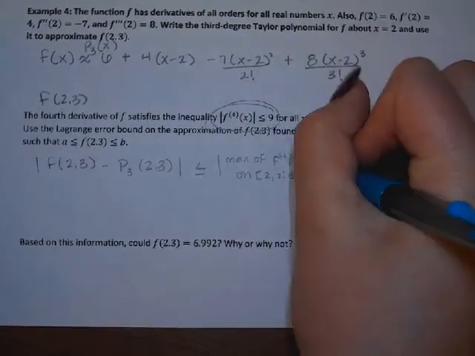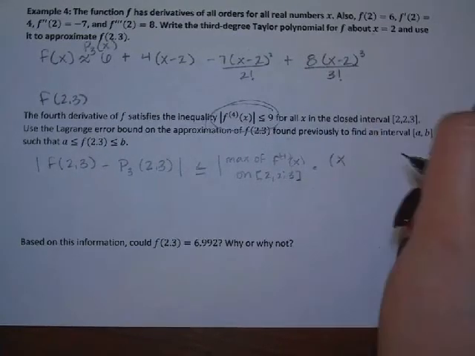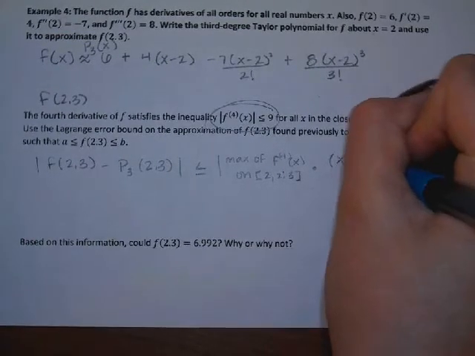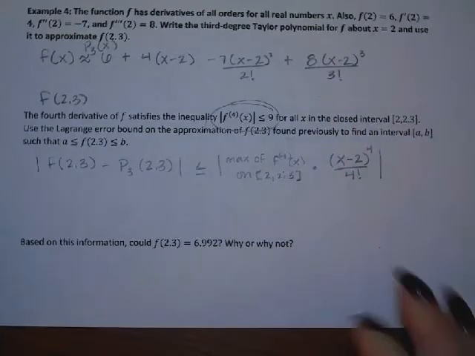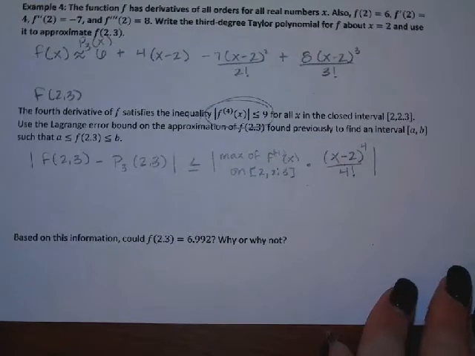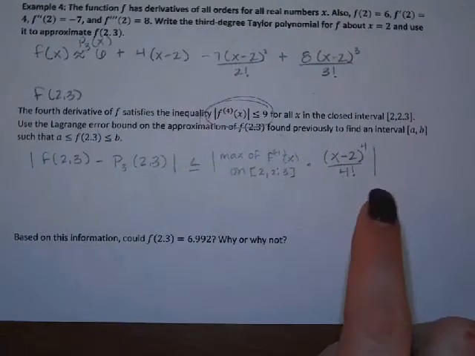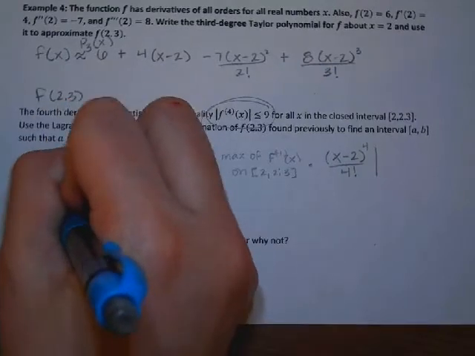Okay? Times... So is the center always the first constraint? Or it could be the second, depending on the numbers you're plugging in, whichever one's bigger. x minus 2 to the fourth over 4 factorial. I cannot see it all today. Is that the max of the fourth derivative? I thought 4, but I couldn't tell. Yeah, it looked like you had just done 2 hash marks.